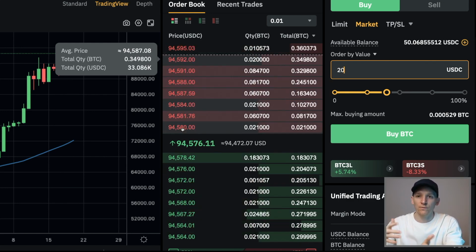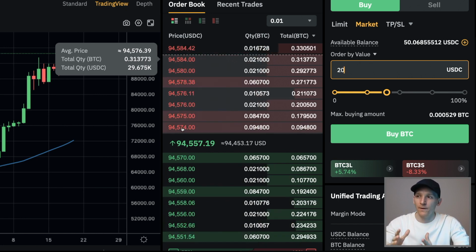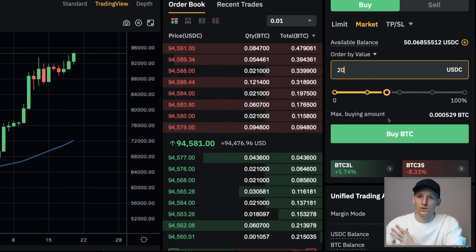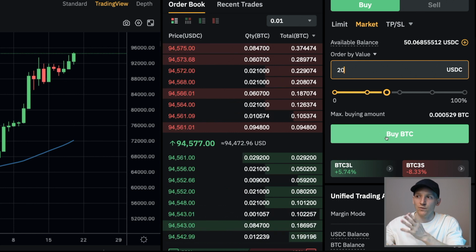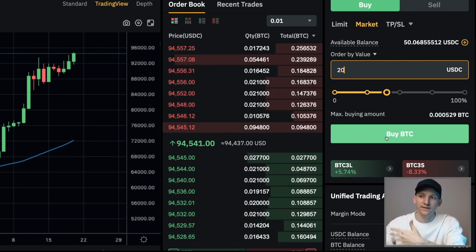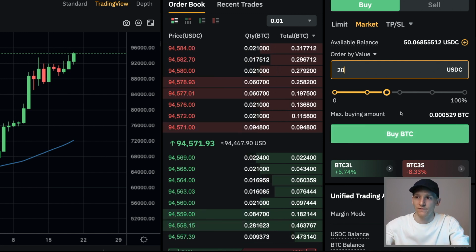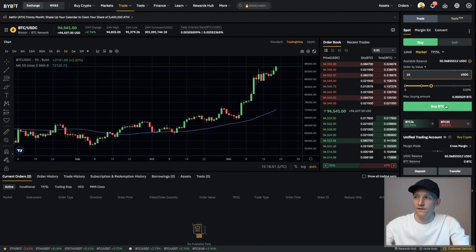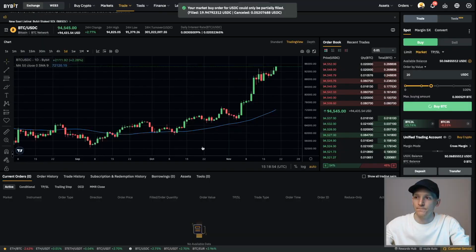But you can see the price moves around, and I don't know the exact price that I'm paying because it's a market order and I'm not choosing that. I'm just telling the system, I've got $20 right here, go and buy Bitcoin at the best price right now, and you're going to get some sort of price. You don't know exactly, but you'll go ahead and buy it. So let's press buy BTC, confirm, that's done.